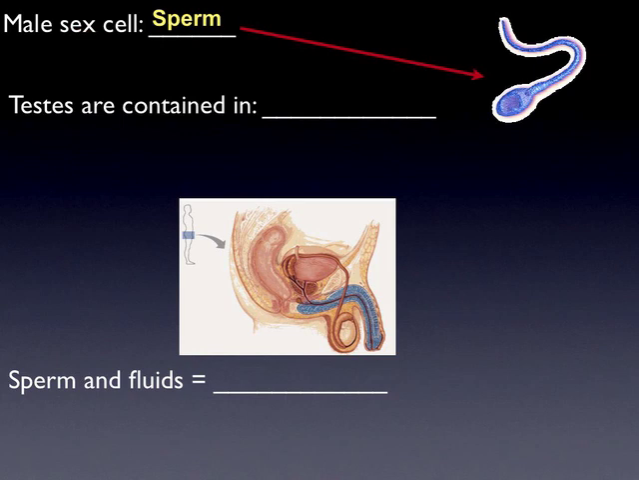So that's a sperm cell, and the testes in humans are not actually technically inside of the body, but are held outside of the body in a pouch of skin called the scrotum.